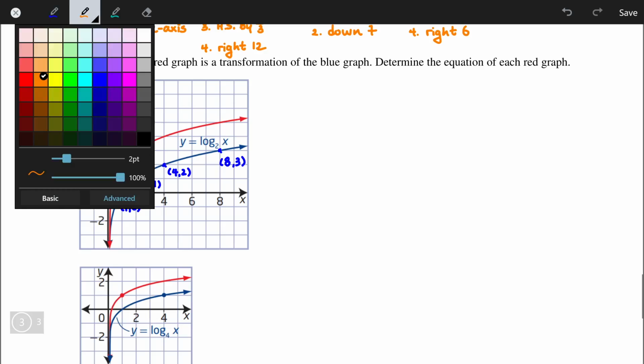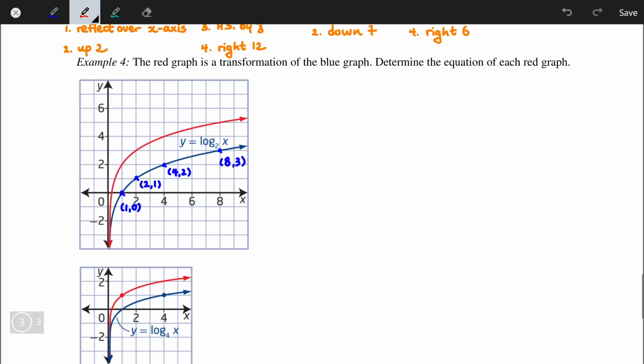And we're going to compare points on the red graph. So here we have, instead of (1, 0), we have (1, 2). Instead of (2, 1), we have (2, 3). Instead of (4, 2), we have (4, 4). And finally, instead of (8, 3), we have (8, 5). So simply put, the y values simply increase by 2. So the red graph is a transformation up 2 spaces, and therefore the equation is simply y is equal to log base 2 of x plus 2.